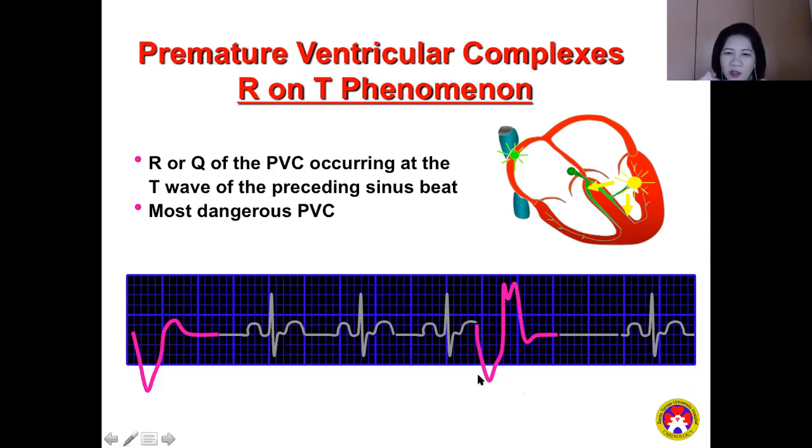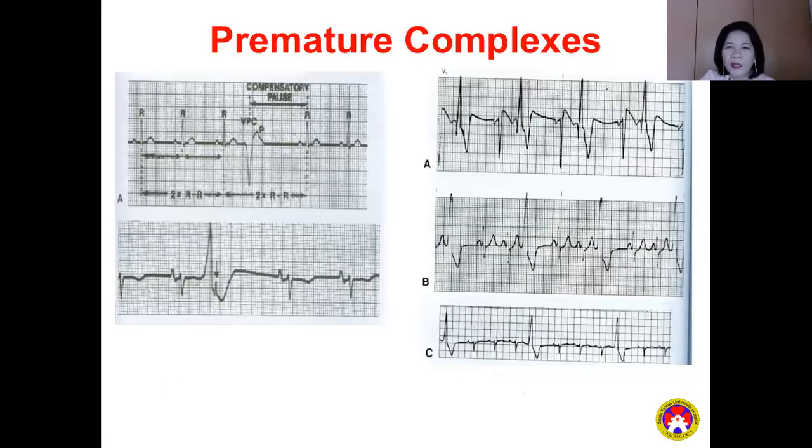And this is very dangerous because we have learned that the T is the time when our ventricles are already repolarizing and therefore easily excitable. So if the PVC occurs during the time that the ventricles are already repolarizing, then you can trigger a fatal arrhythmia. So let's review.